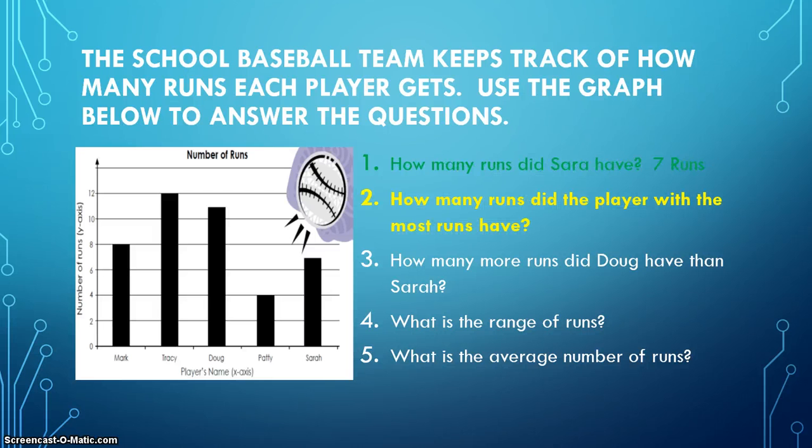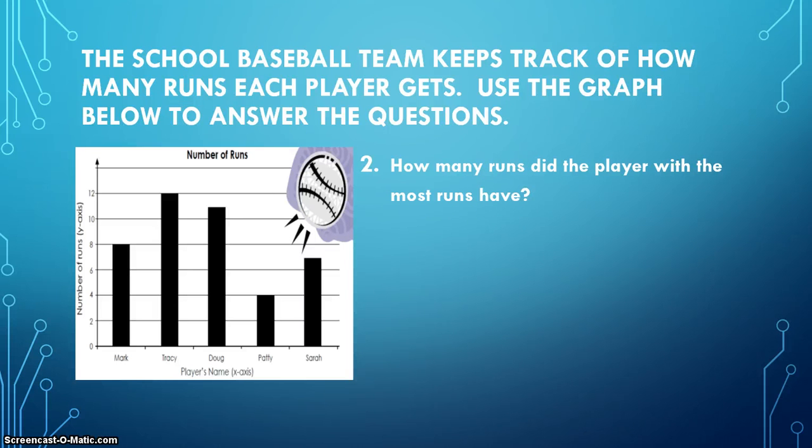Now we're going to go ahead and move over to question 2. How many runs did the player with the most runs have? So we're looking for the number of runs the top player had. In order to figure out which player had the most runs, we're going to find the tallest bar. The bar that's the absolute tallest is going to represent the person who has the most runs.